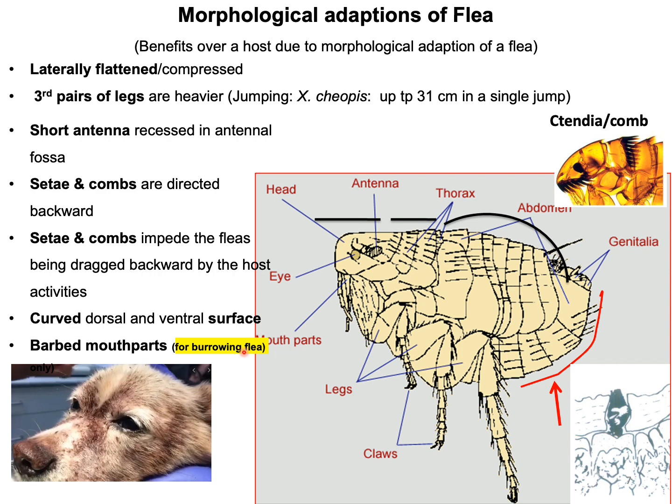And some of the fleas are also known as burrowing fleas. They can burrow into the skin, and they will remain attached at the site for a considerable time by the aid of barbed mouth parts. So these are the morphological modifications by which the flea can get some benefit over a host.